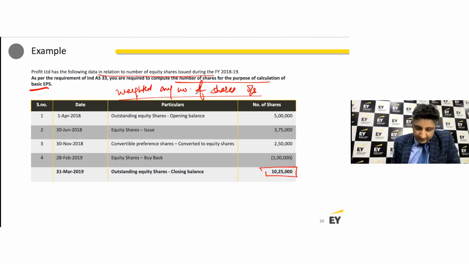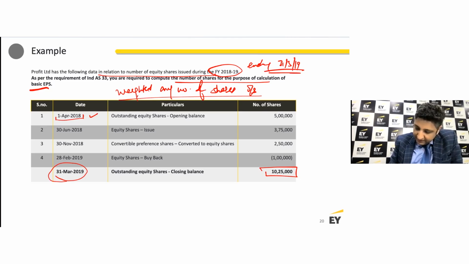How do we do that? Let's try to understand this. We are given that this is 1st of April and the financial reporting period ends March 31st, 2019. So this is 1st of April, and I may say the number of months is 12. On 30th of June 2018, you are making a further issue, an additional issue, for example, for 9 months.